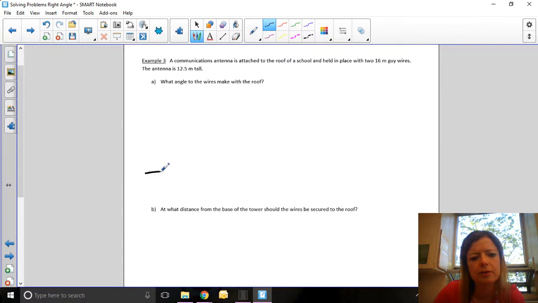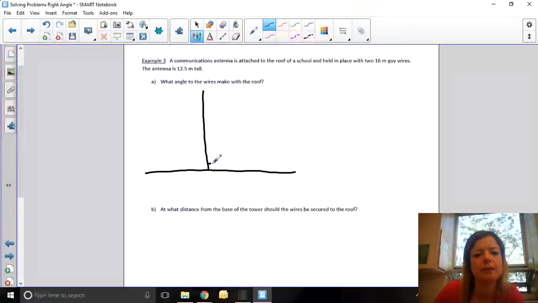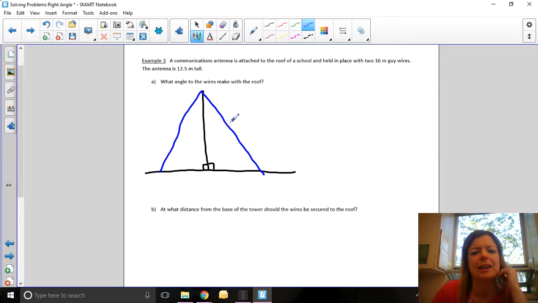So here's the roof of the school, and here is the antenna. Okay, so we assume that that makes a 90-degree angle. It's straight up. Okay, so it's attached with what we call guy wires. So they look like this, straight down. Okay, and they are 16 meters. That's what we were told. And the antenna itself is 12.5 meters tall.